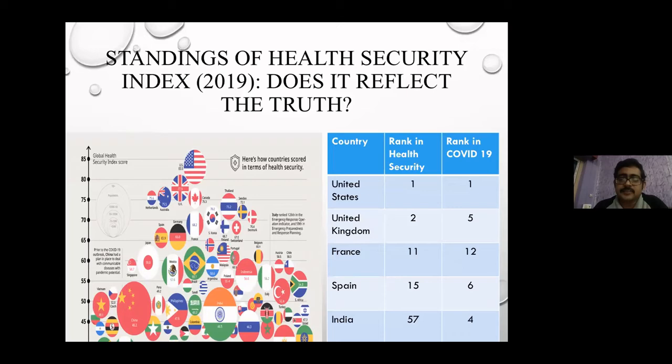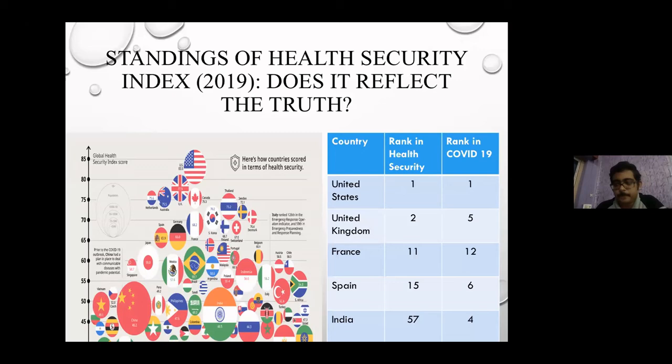So this graph says how the population of various countries are distributed and how they are ranked in terms of health security. But there is a straight cut fallacy. This does not reflect the truth in terms of health preparedness.